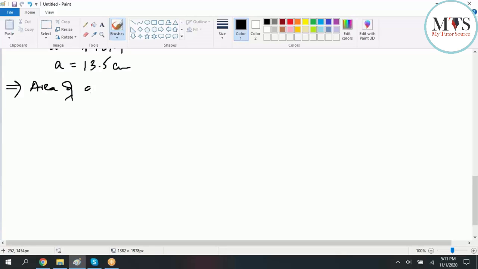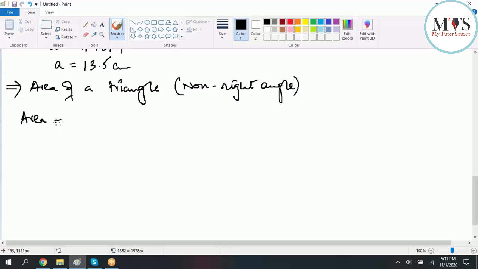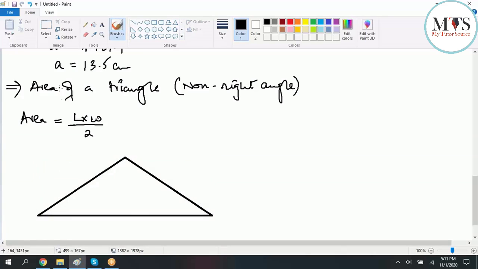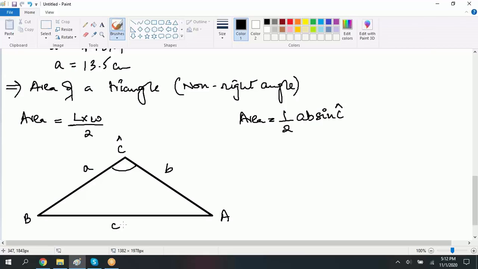Now, for the area of the triangle, non-right angle once again. With the right angle triangle, what was the formula then? Length times width over 2. That's right. In this case, the conditions are the same as in the cosine rule. The formula is one half ab sine C. So you need to have the length of two sides and the angle between them. Only then can you apply this formula, otherwise we can't.